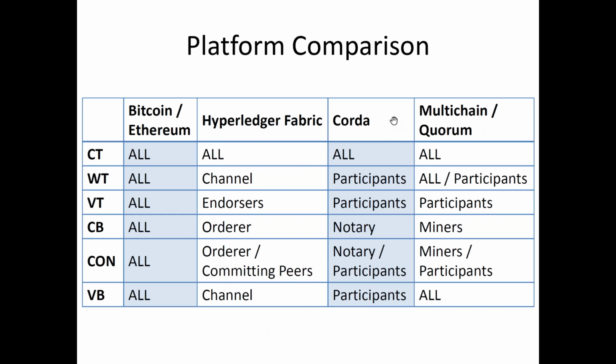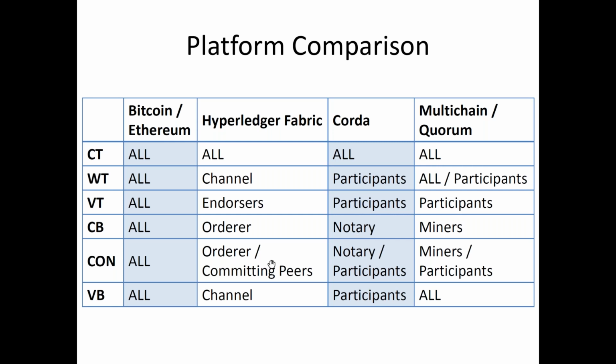Now, in the Corda system, again, anybody can create a transaction. Who can view the contents of a transaction? Only the 2 or 3 participants that are participating in the transaction can view the details of the transaction, and only those people can validate the transaction, and only a notary can create a block, and both notary and participants can participate in the consensus process.